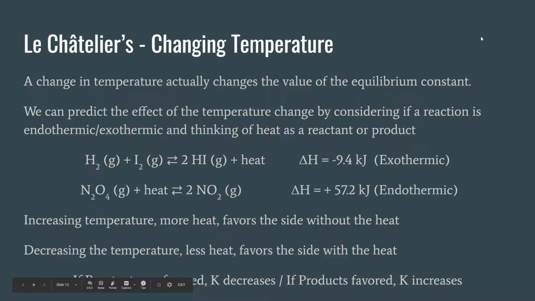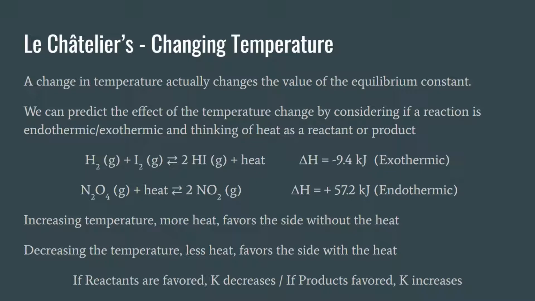All right, let's take a look at how changing temperature affects equilibrium and is related to Le Chatelier's principle. So a change in temperature actually changes the value of the equilibrium constant, meaning it's going to change the numerical number. It's going to either make the reaction more favorable or less favorable, depending on whether the reaction is endothermic or exothermic.